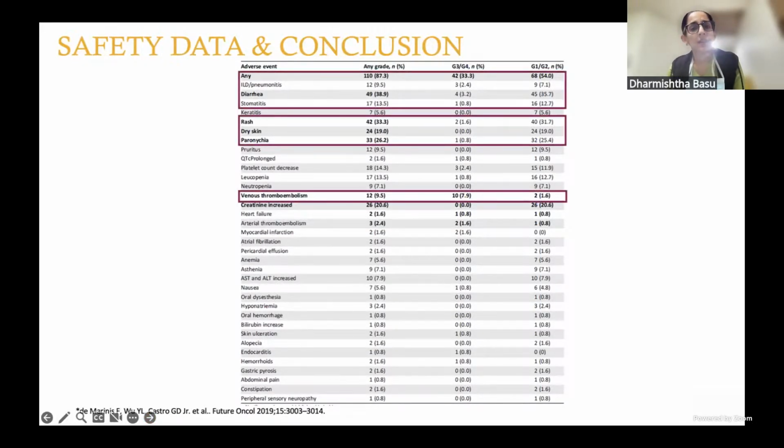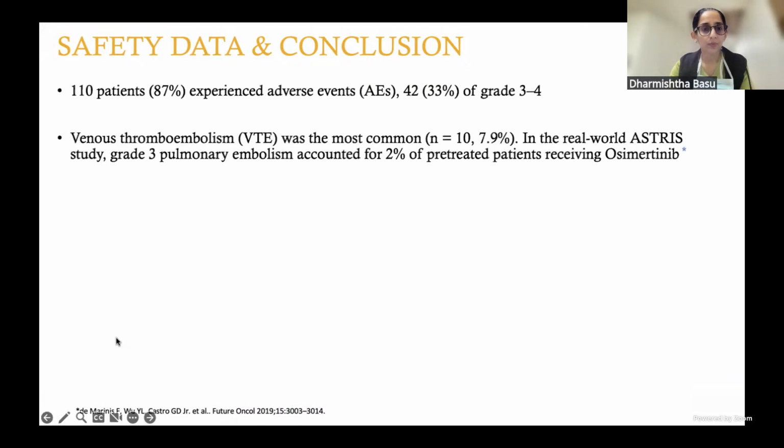As we know, in understanding osimertinib side effects, it is mostly a very well-tolerated drug, but we do need to understand the risks associated with ILD, diarrhea, and venous thromboembolism that are associated with this group of medicines. 87% of the patients experience some grade of adverse events. Venous thromboembolism was surprisingly the most common. This should be kept in mind in the real-world data. 7.9% of the patients experienced venous thromboembolism.